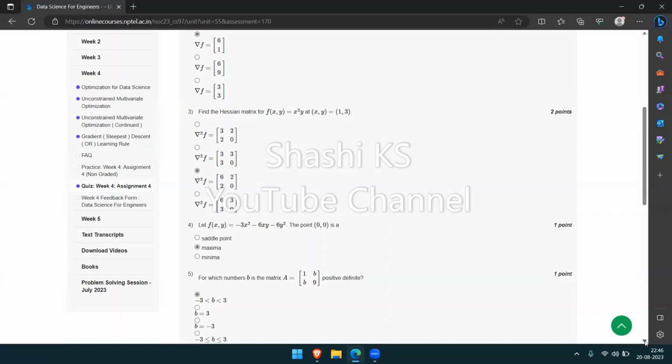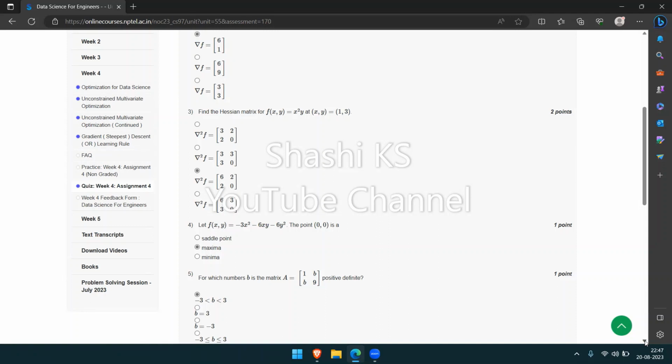Next question is, for which numbers b is the matrix A equal to [1, b; b, 9] positive definite? To find positive definite, we can do the determinant test. When we do the determinant test for the matrix [1, b; b, 9], we get 9 minus b square. And for it to be positive definite, we need 9 minus b square greater than 0, which means 9 is greater than b square, or b square should be less than 9.